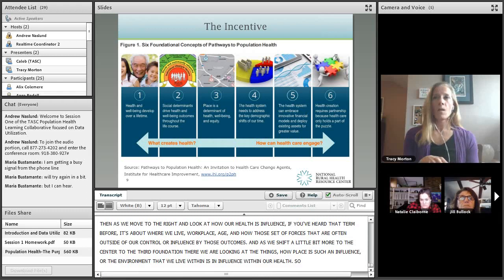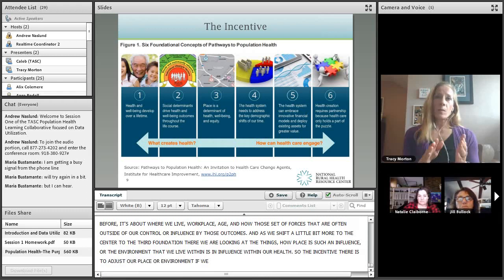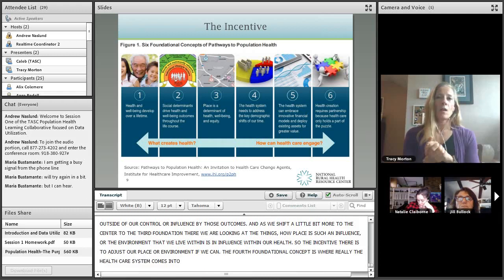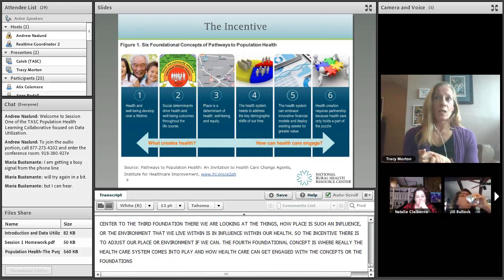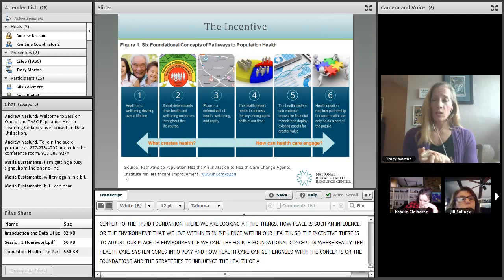And then as we move to the right, it looks at how our health is influenced by something called social determinants of health. I'm sure most of you have heard that term before. It's about where we live, work, play, and age, and how those sets of forces that are often outside of our control can influence those health outcomes.